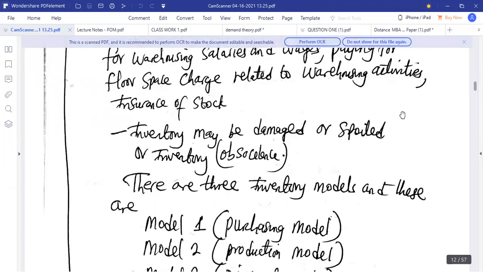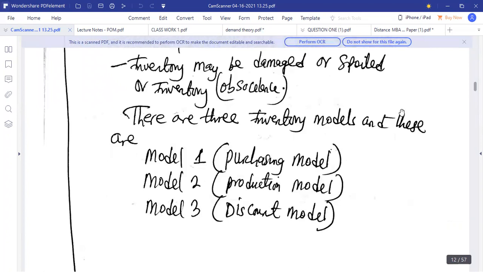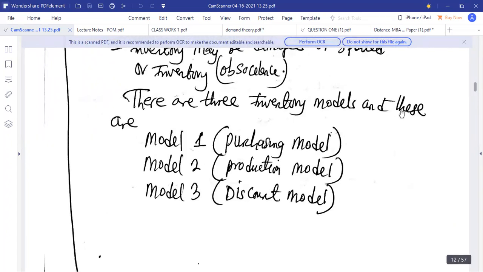Now, in inventory management, there are three models. Here we look at model one, which is the purchasing model. It's the model where the firm is buying goods from the suppliers. Then we have model two, which is the production model. You don't want to continue buying. You want to produce your own goods. Then you also have model three, the last model, which is the discount model.